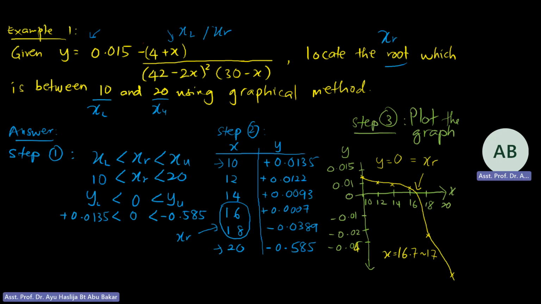Okay, if you try to plot the graph, then your XR is 19. That one is totally wrong.